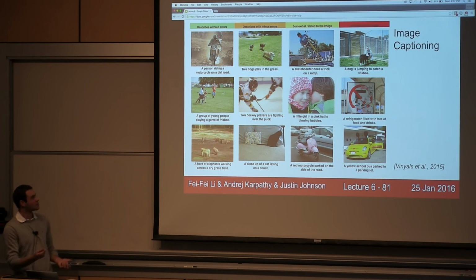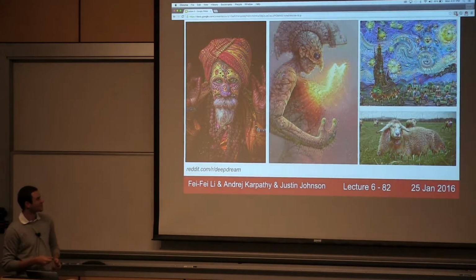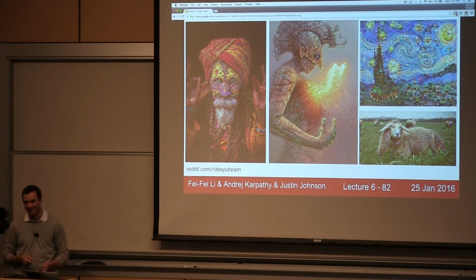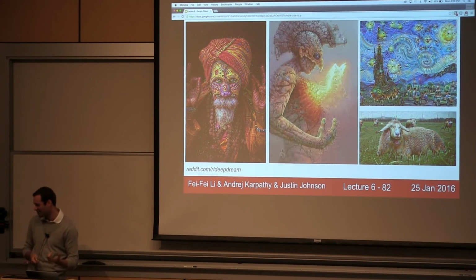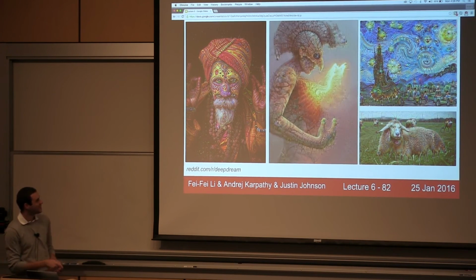They can also do image captioning. You might have seen some of these results, my work included as well, where you take images and you caption them with sentences instead of just a single category. And they can also be used for various artistic endeavors. This is something called Deep Dream, and we're going to go into how this works. You'll actually implement it, I think, on your third assignment, maybe? Hopefully. We'll see. You give it an image, and using a ConvNet, you can make it do weird stuff.